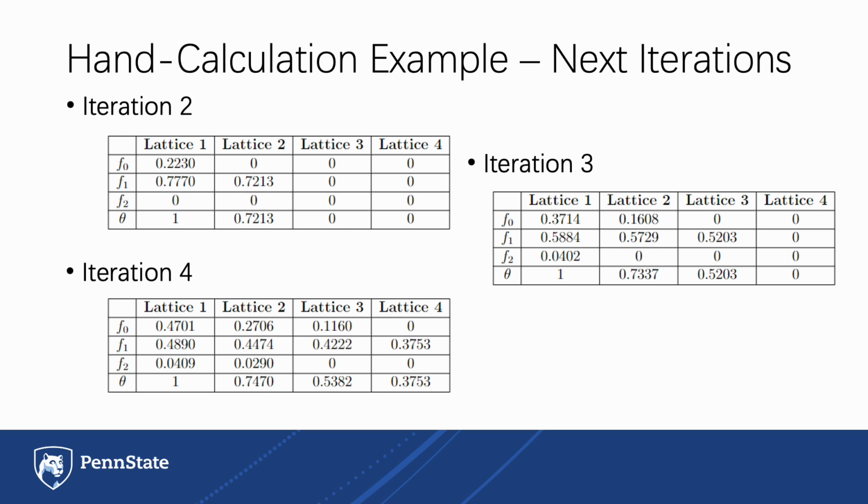In the next iterations, we follow the same procedure of calculating the collision step and then spreading the information to the other lattices. And at the end of the fourth iteration, we see that lattice 4 has experienced an increase in temperature as well.